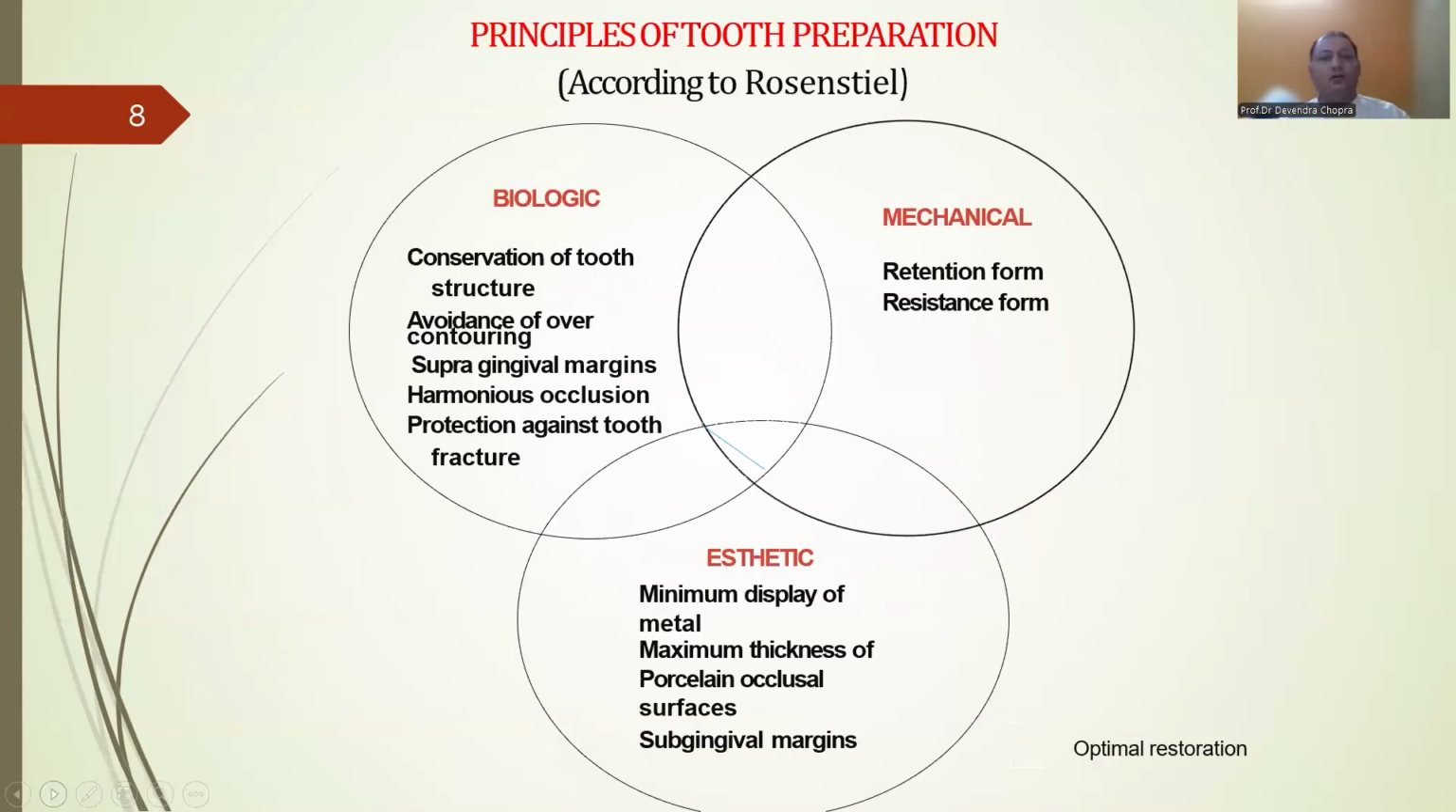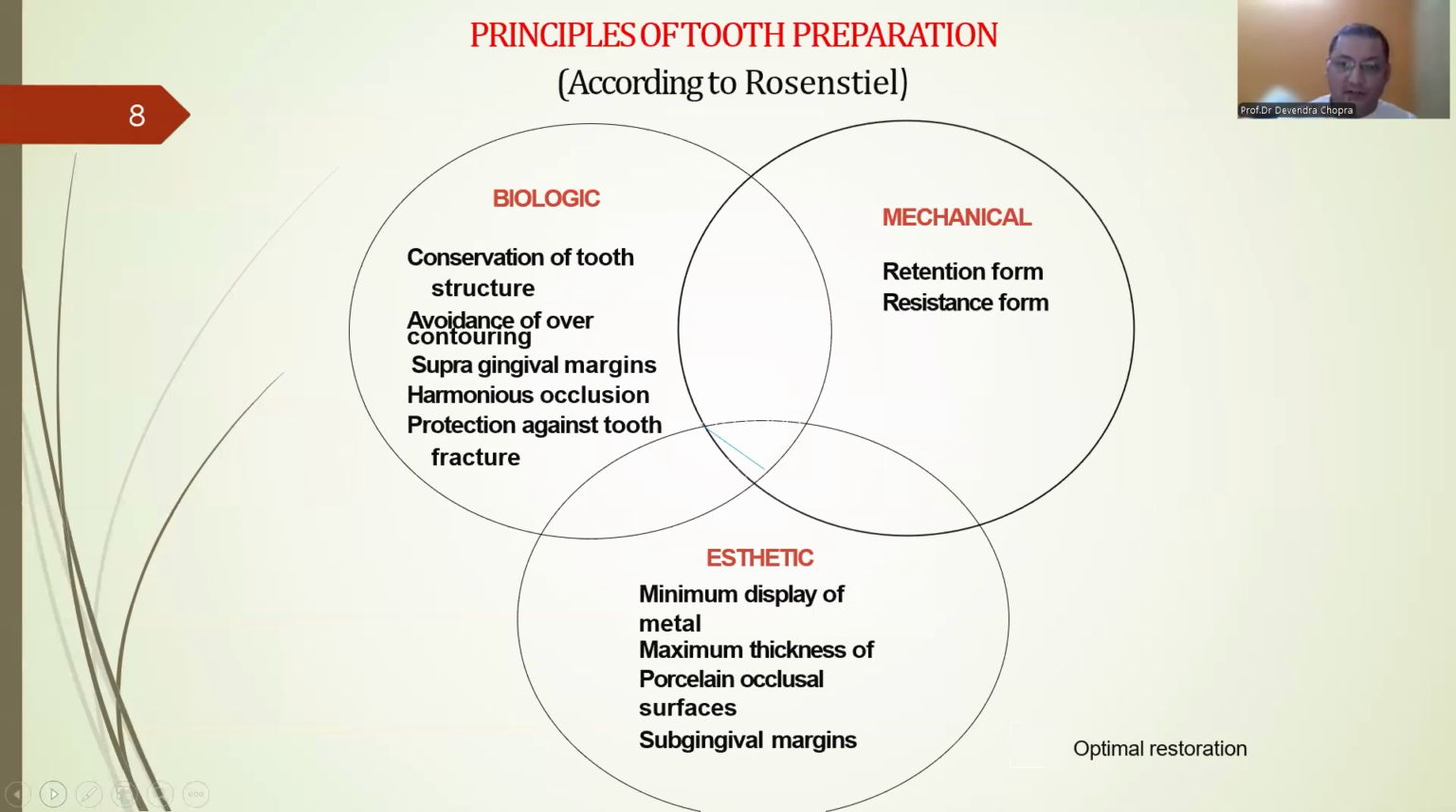Okay, so according to Dr. Rosenstiel, we broadly classified them into biologic principles, mechanical principles, and aesthetic principles. Biologic principle includes your conservation of tooth structure, avoiding over contouring, supragingival margins, harmonious occlusion. Harmonious occlusion means you should not leave any defective or deflective contacts, while finally fixing your restoration inside the patient's mouth.